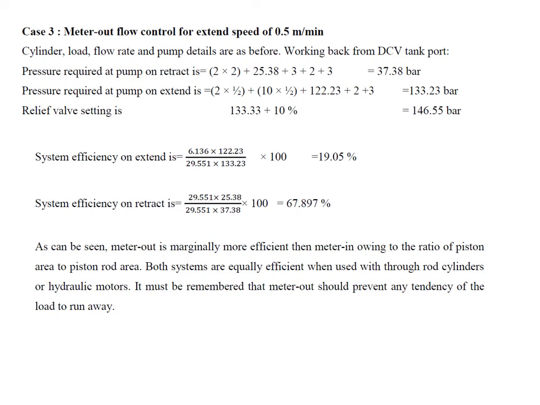So let us consider the pressure requirement at the retraction in this case: 2 by 2 by 2, 2 multiplied by 2, that is for back pressure. Then during retraction this is the pressure which is required because of the retraction force 15 kilonewton, plus 3 bar, which is the check valve pressure, plus 2 bar for DCV, plus 3 bar for flow control valve. So totally it will become 37.38 bar.